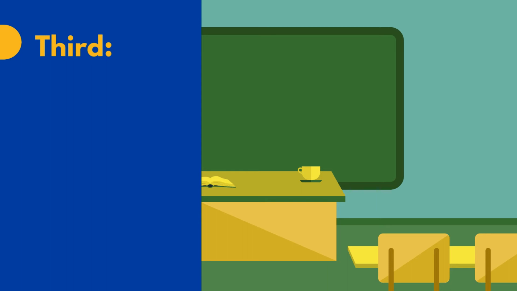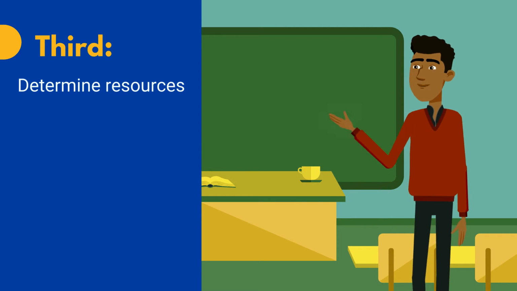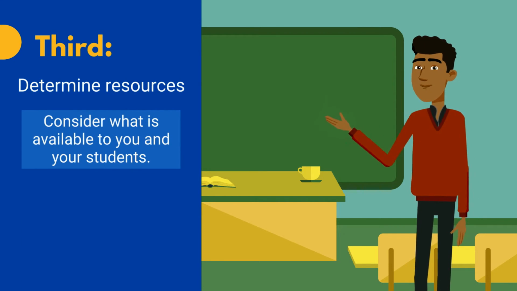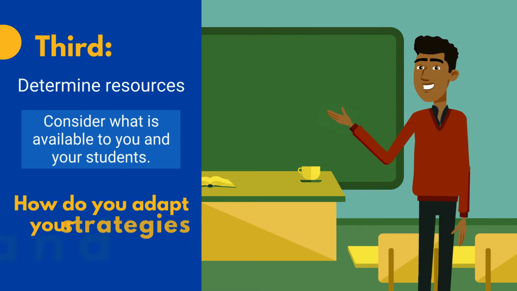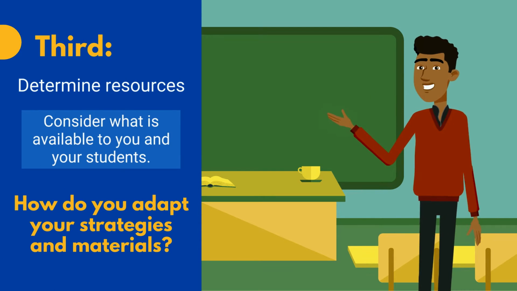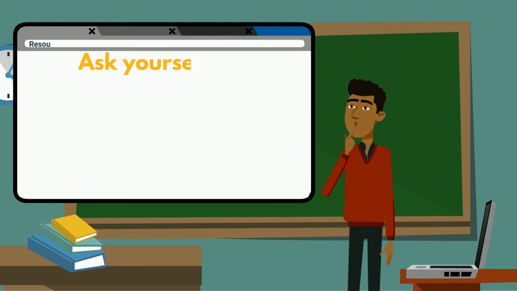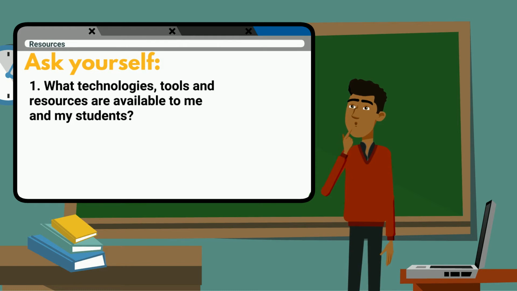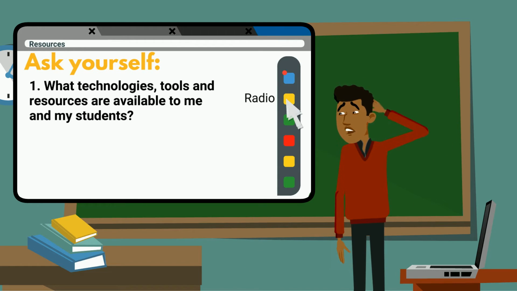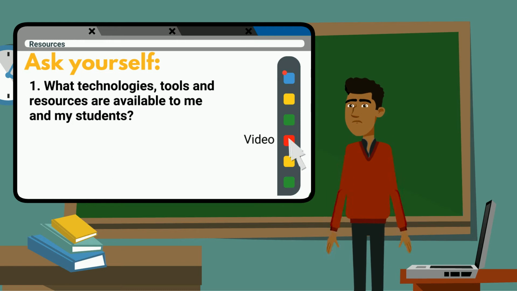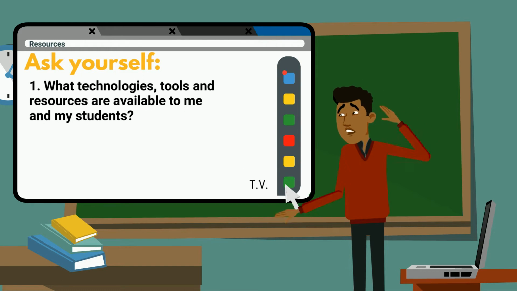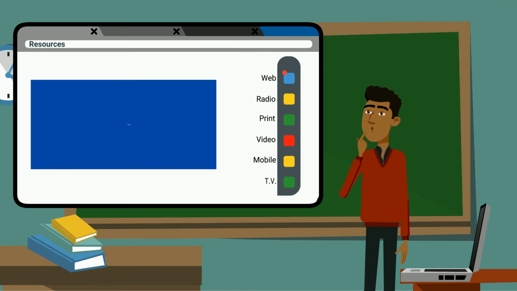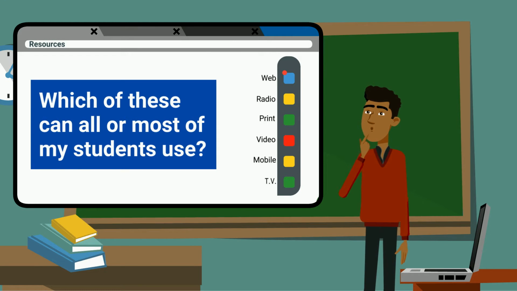The third task is determining your resources. Consider what is available to you and your students to help you adapt your strategies and materials. Ask yourself, what technologies, tools, and resources are available to me and my students, such as web, radio, print, video, mobile, TV? Remember to think about which of these all or most students can use.